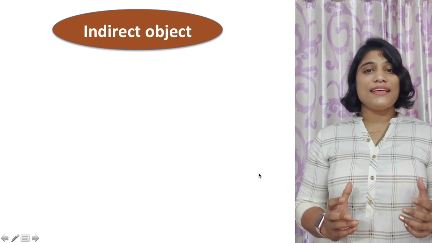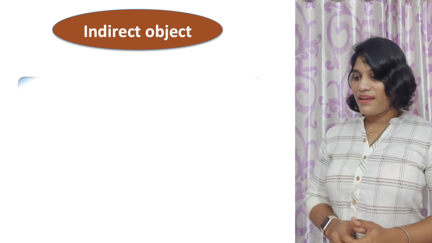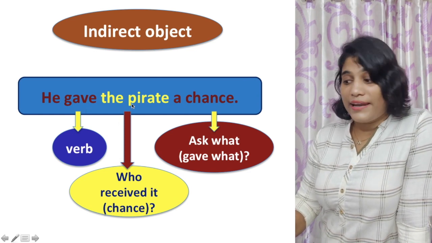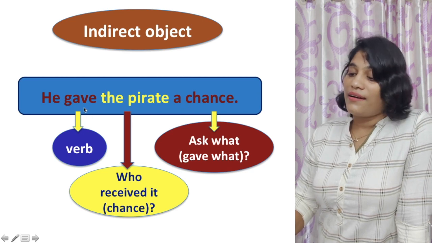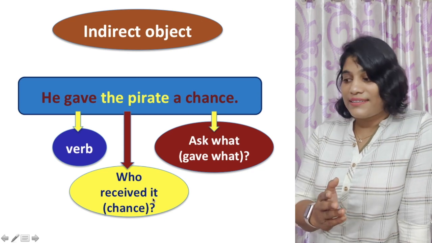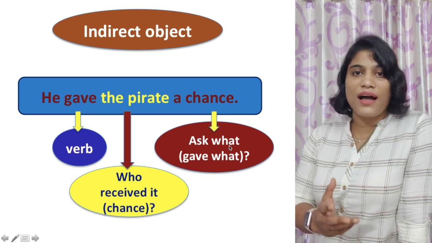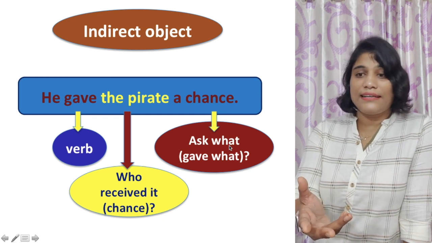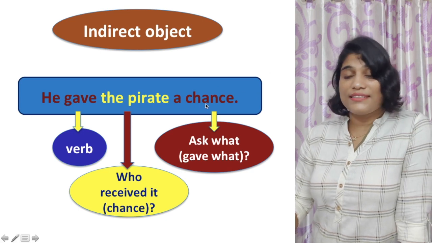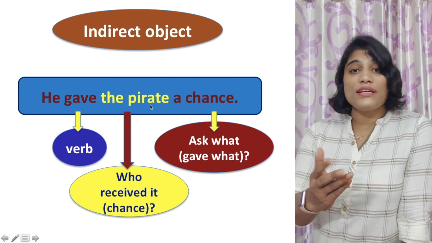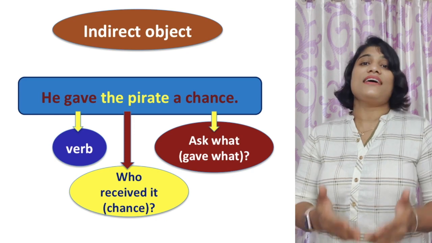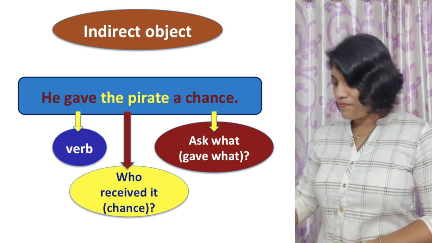Now, what is then an indirect object? Let's see the example first. He gave the pirates a chance. Here, gave is the verb. If you ask what did he give? The answer is the chance. You know it is a direct object. So who receives it? If you ask the question who received the chance, your answer should be the pirates.